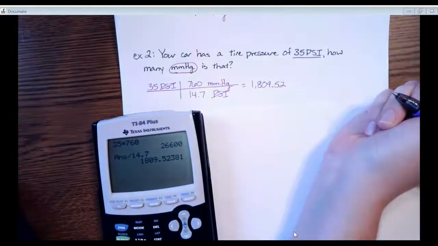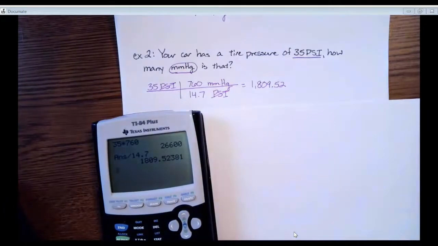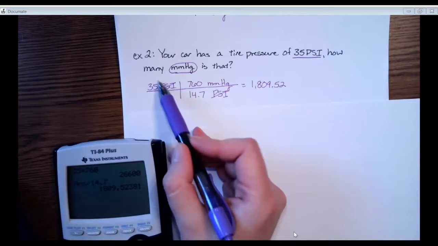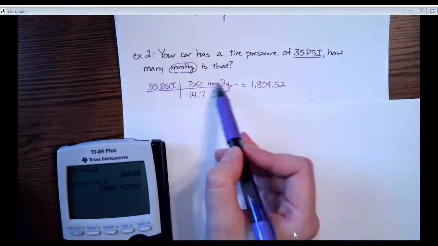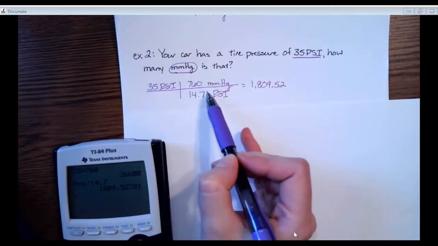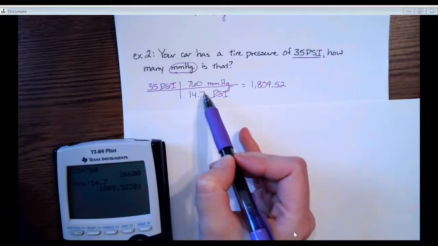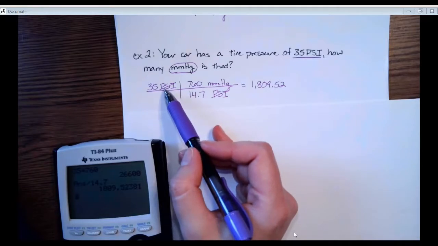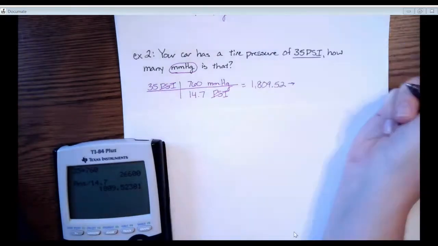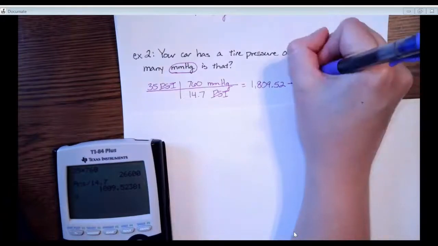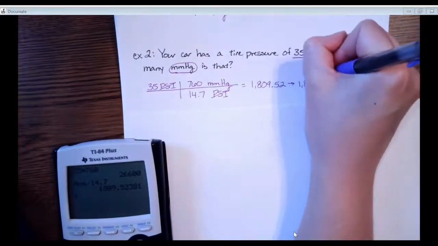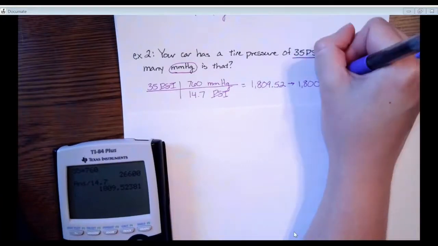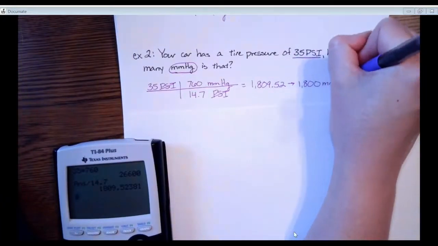But we need to think about sig figs. So my given, and I always go back to my given, has 2 sig figs. We don't care about how many sig figs are in my conversion factors because those are counting numbers. We want to go back to the measurement, which is our given. So I have 2 sig figs here, so I need to round my answer to 2 sig figs. So that ends up being 1,800. Don't forget the zeros, they are important. And then your unit. So millimeters of mercury.